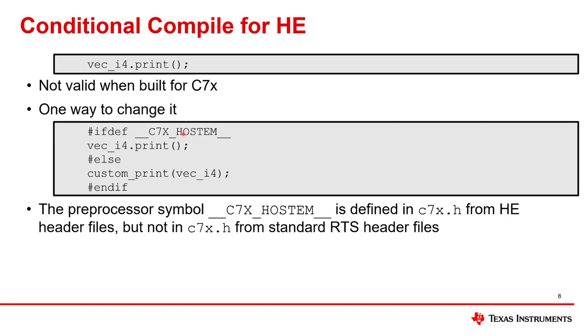There is a preprocessor symbol, predefined, this one right here, that you can use to say, do it this way when building for host emulation, do it this other way when building for running on a C7000 DSP. The preprocessor symbol, C7X_HOST_EM, is defined in C7x.h from the HE header files, but not defined in C7x.h from the standard runtime support header files that come with all the other runtime support that's part of the C7000 compiler installation.